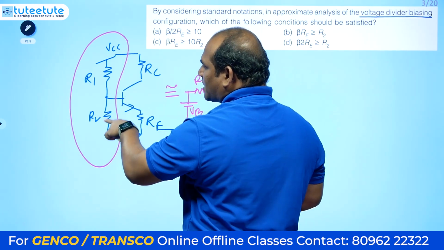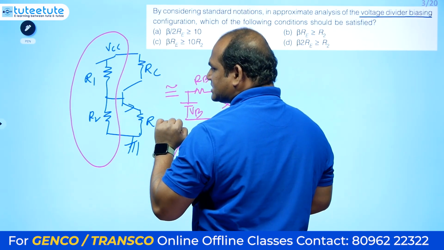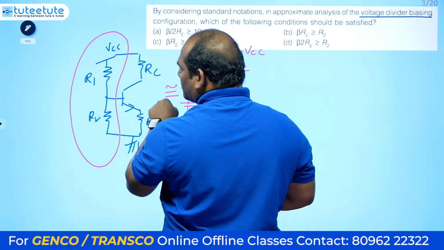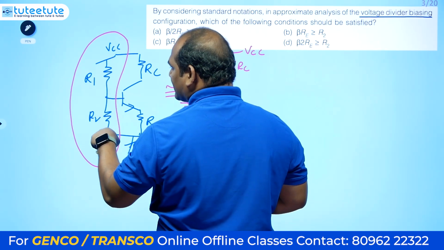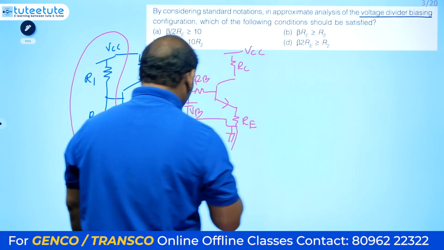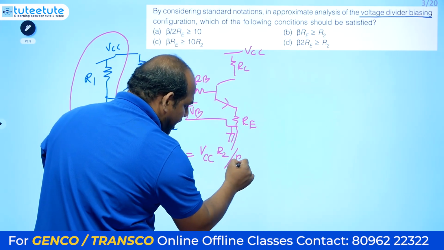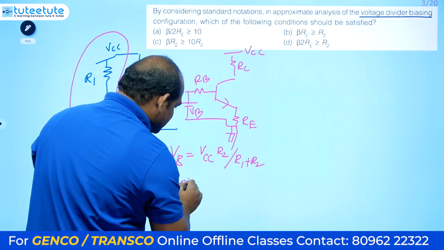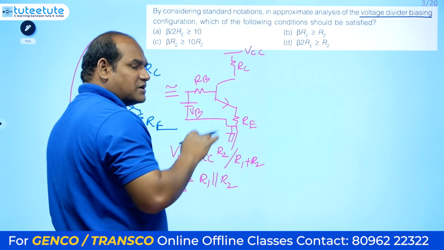So VCC into R2 by R1 plus R2, according to the voltage division rule in between the two resistors, that is VB. Next, if you make VCC 0 and send the output current this side, these two resistors will be in parallel. So R1 is in parallel with R2, that is RB I am taking. So VB is equal to VCC into R2 by R1 plus R2. This is the Thevenin voltage, and the Thevenin resistance RB is equal to R1 in parallel with R2. So I got this particular circuit.